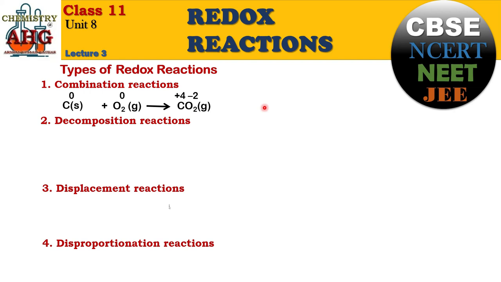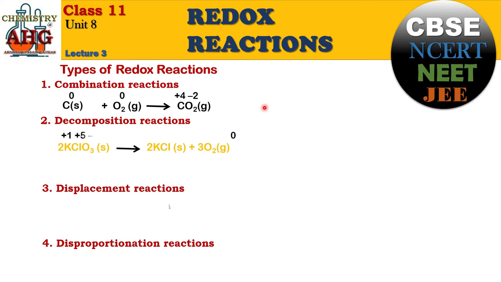Decomposition reaction is the reverse of combination. In combination, we have a single product. In decomposition, we have a single reactant. When a single reactant is converted into two or more substances, it is decomposition. For example, you can see this potassium chlorate, KClO3. Now this is decomposed into potassium chloride and oxygen.